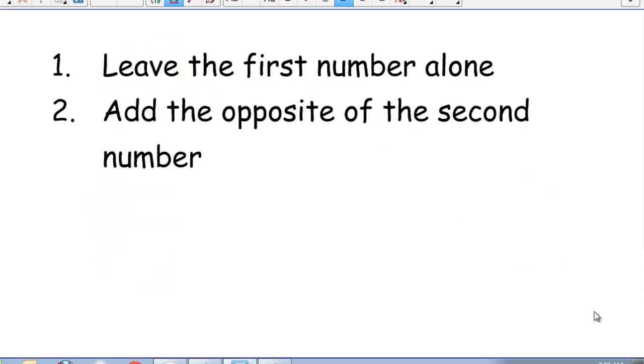So changing a subtraction problem to an addition problem has 2 steps. I'm going to leave the first number alone, and then I'm going to add the opposite of the second number, and that will change it to an addition problem.